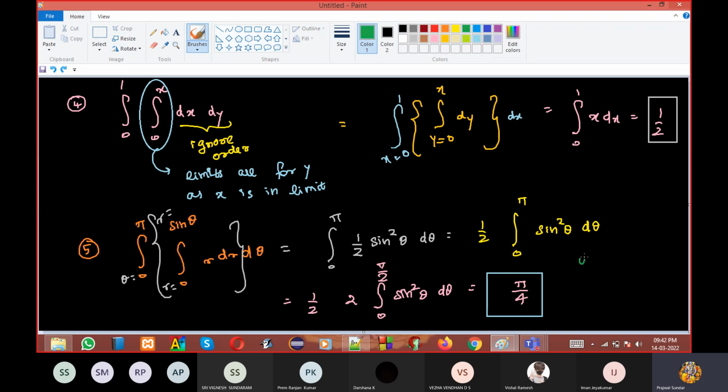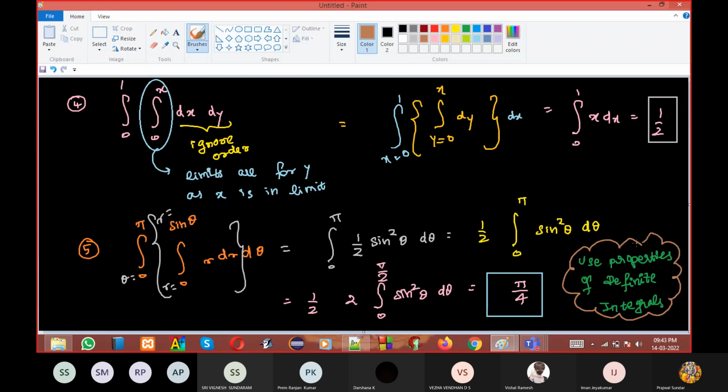And here you use all the definite integral properties. I'll just write here: use properties of definite integral. All those properties are in the 12th standard syllabus. I cannot sit and explain all those properties here. So I used properties of definite integrals to do the question faster. Hope it's clear.